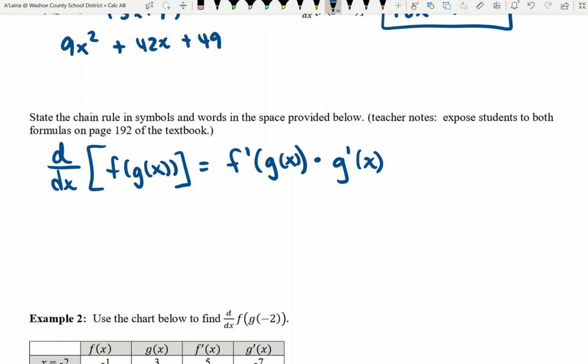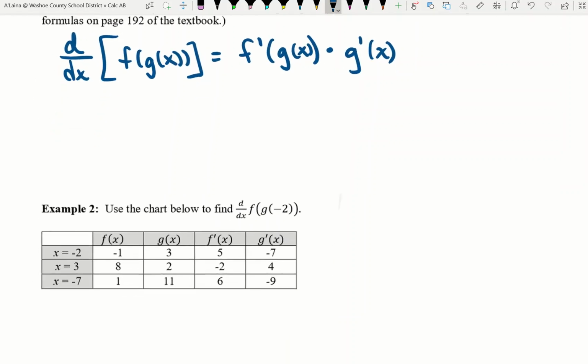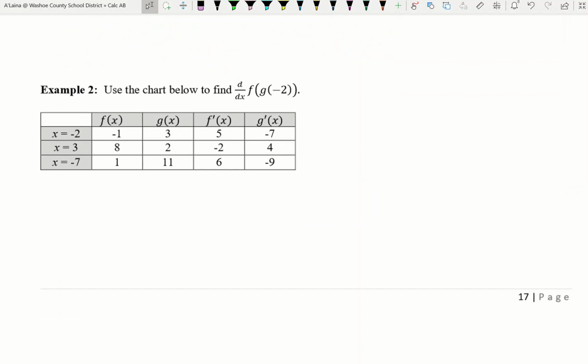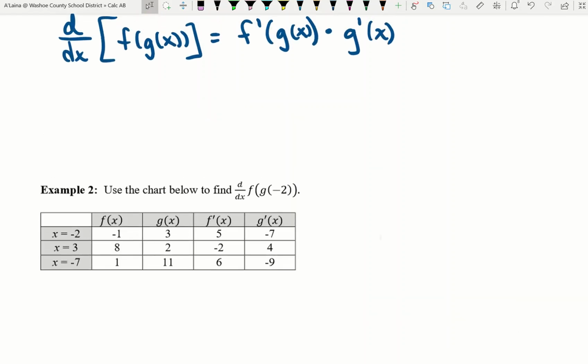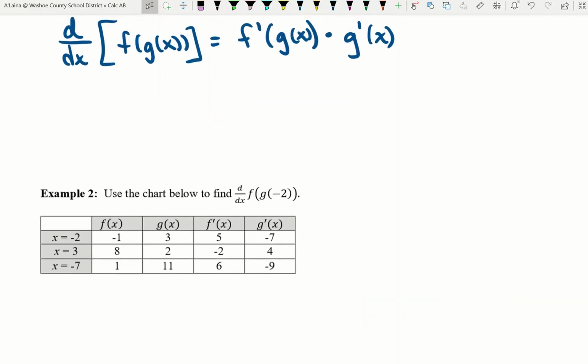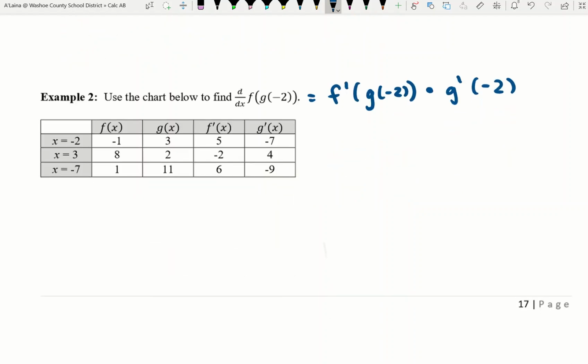So I actually think this one will work really well when we can see it by using a chart or a table, and then we'll work with some expressions. So we want to find the derivative of f of g of negative 2. So again, I'm just going to reference that formula up here. The derivative of this would be f prime evaluated at this inner function, which in this case is g of negative 2, and then times g prime evaluated at negative 2.